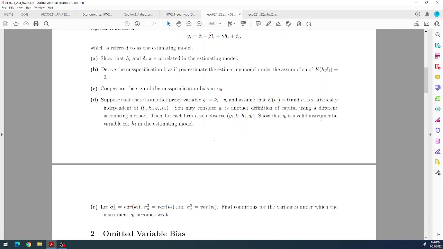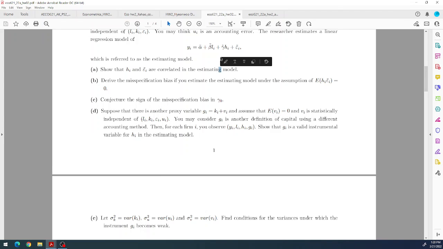And then you have to show the validity here. The point is you need to show the relevance condition and the independence assumption. The idea is correct, but the problem here is you have three regressors: constant, L (labor), and capital. So there are three regressors, and it is not as simple as calculating covariance. The relevance condition is not just covariance different from 0.